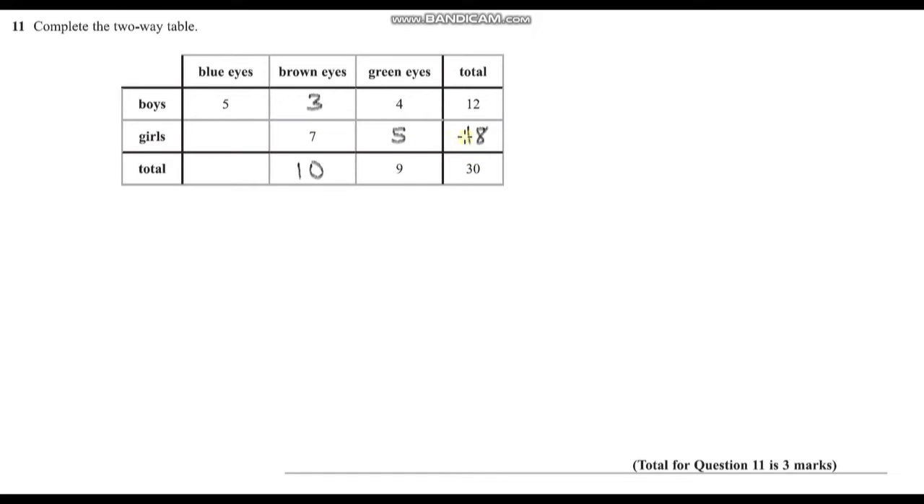So 18 girls in total, 12 brown eyes, 5 green eyes, that's 12 in total. Take that away from 18, we get 6 left over. And now we can do 5 plus 6 is 11. So that should be right. And let's just check the total by adding these ones. 11 plus 9 is 20, 20 plus 10 is 30. So these types of questions are very nice for picking up easy marks. So everything I did here, we get 3 marks for that.